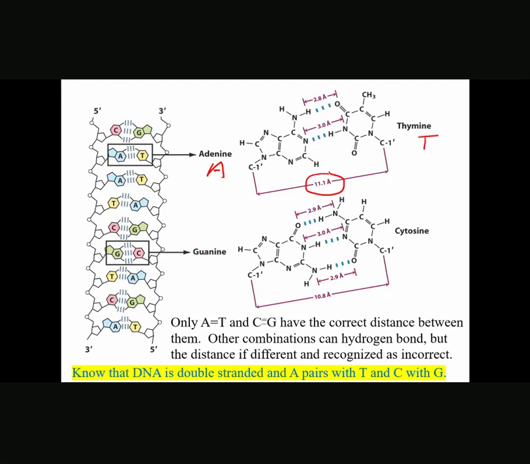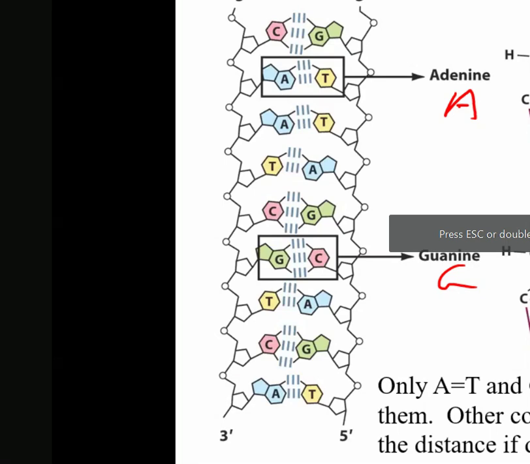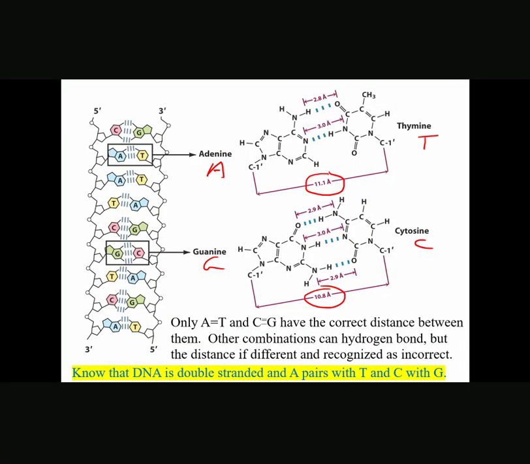G is going to attach to C with 3 hydrogen bonds. And again, with a distance of about 11 angstrom. So the 2 hydrogen bonds and the 3 hydrogen bonds, that would be a testable question. How many bonds are between A and T? Answer is 2. How many hydrogen bonds are there between C and G? 3. So that means it's a tighter bond between a C and a G because of the 3 hydrogen bonds.